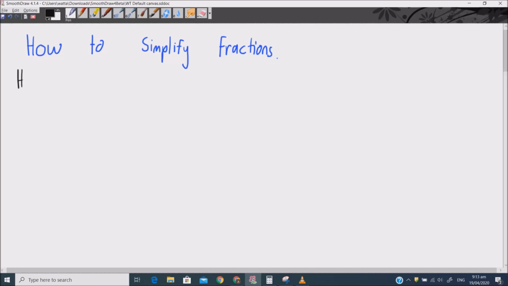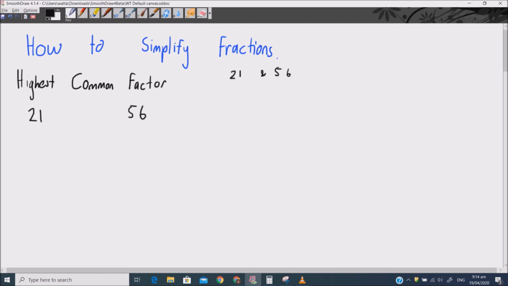Okay, so in this one we're going to be looking at how to simplify fractions, and the first thing we should do in order to simplify a fraction is just think back to the idea of what is the highest common factor. How do we find the highest common factor of two numbers? For instance, if we had the numbers 21 and 56, can we find the highest common factor?